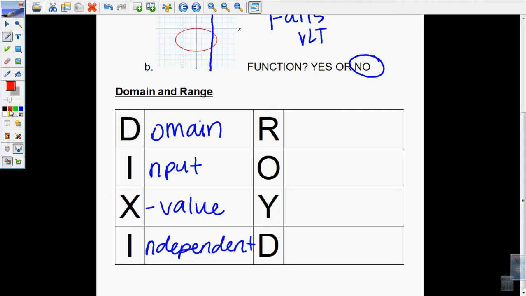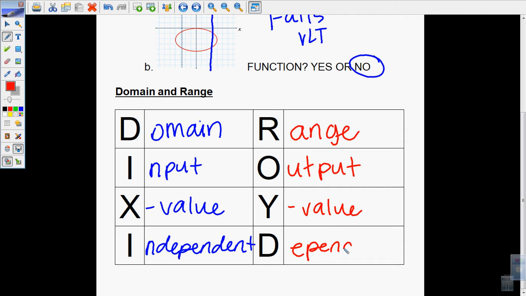So opposite of domain is range. Opposite of input is output. Opposite of x value is y. And opposite of independent is dependent. Still just review, right?